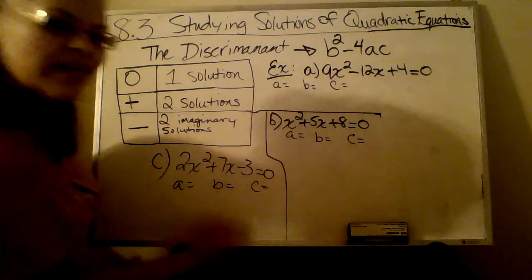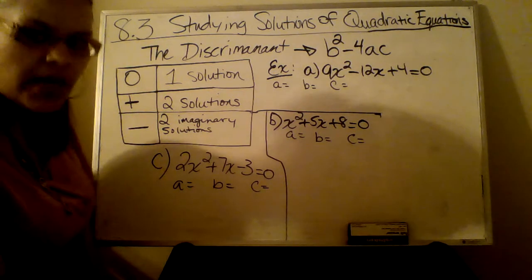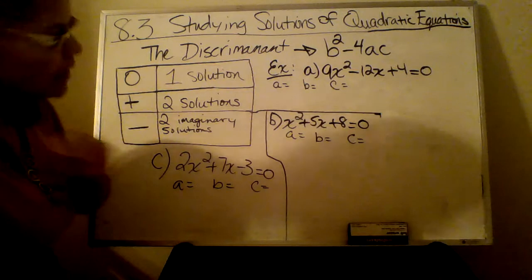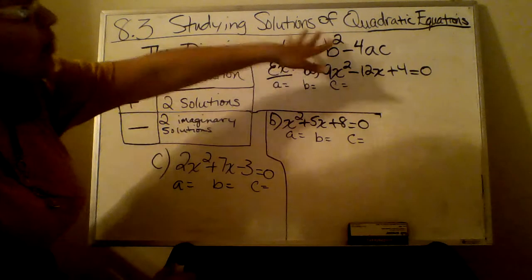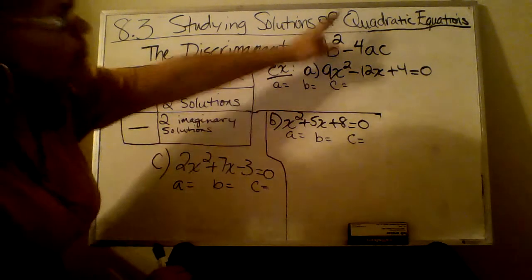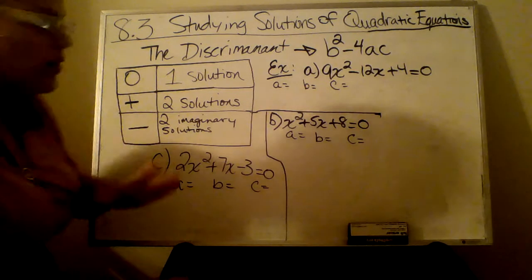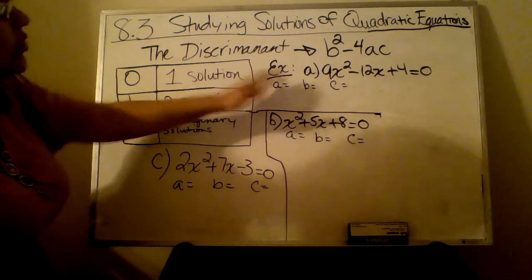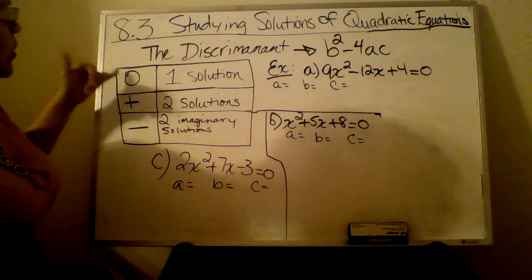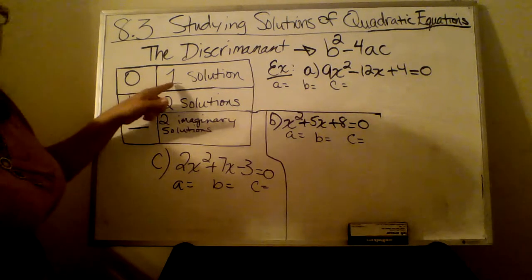So what we're going to do is study the solutions of quadratic equations by finding the discriminant. Now the discriminant can be found by using the inner part of the quadratic formula, which is b squared minus 4ac. All right? And then one thing you need to know is that when you're calculating the discriminant, if your discriminant is equal to 0, you have one solution.